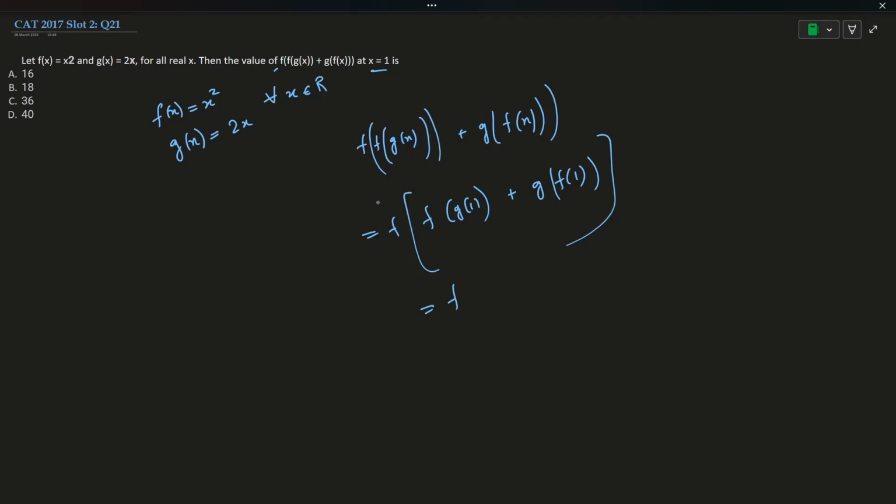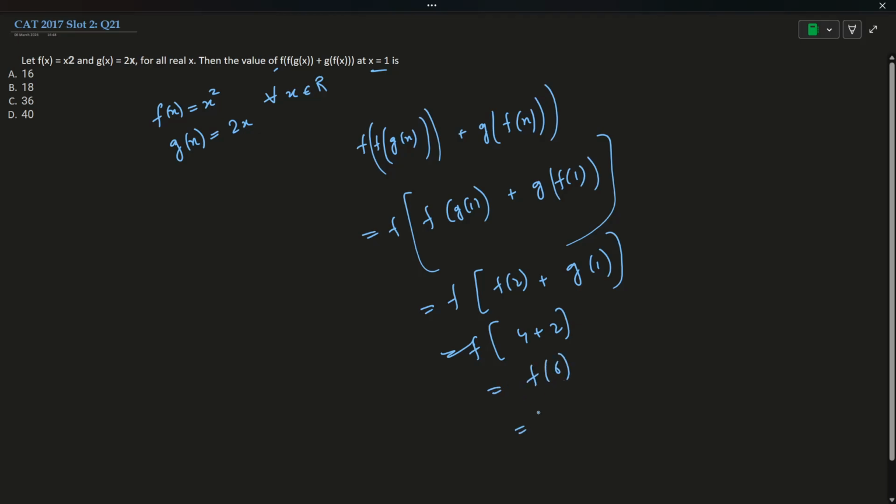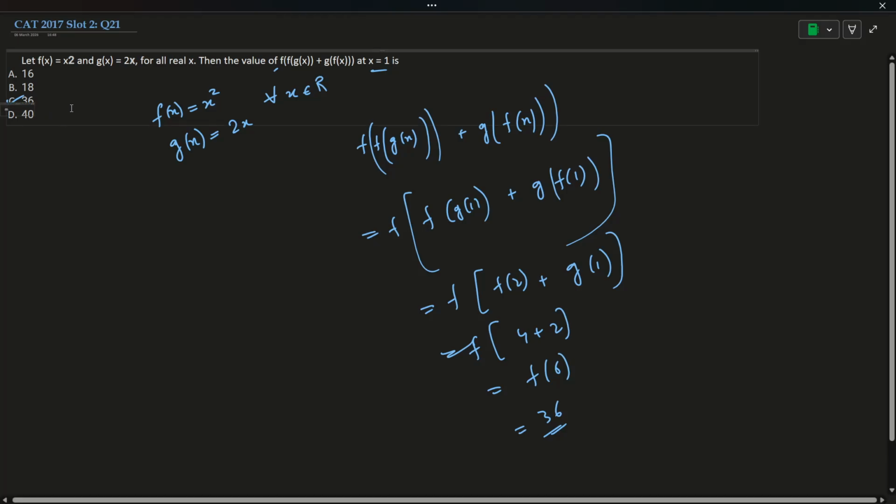What is g of 1? G of 1 is 2x, so it will be 2. So f of 2 plus g of f of 1. 1 square is 1. Again f of 2. F of 2 is 4. G of 1. G of 1 is 2. 4 plus 2 is 6. F of 6. What is f of 6? 36. Options here. Very easy question, guys. This should not be any trouble to you guys.